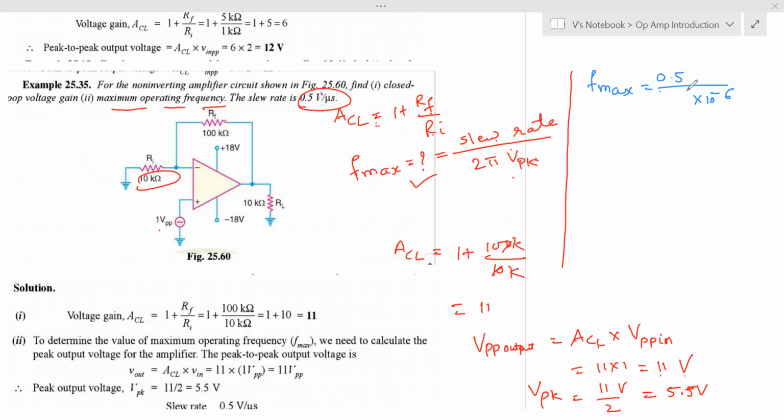0.5 as it is. और क्या है यहाँ 2 है, pi है, so substitute pi value and V peak is there. So V peak हमने कितना निकाला? 5.5. So substitute all the values here and calculate. Anybody can tell me or write in the chat box. ये 10 raised to power minus 6 ऊपर जाके plus 6 हो जाएगा. और यहाँ कितना आ रहा है? That will be hertz because it is frequency. कितना आ रहा है?